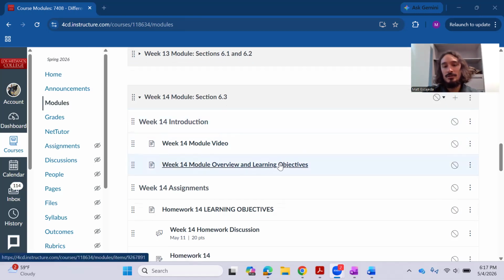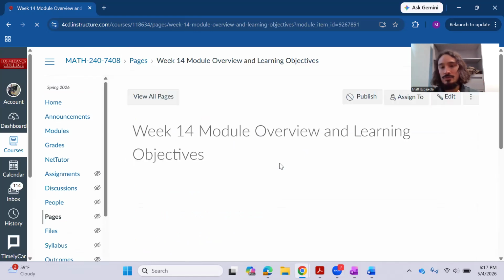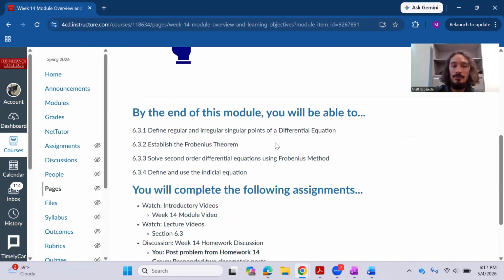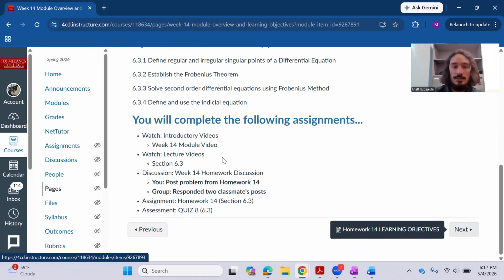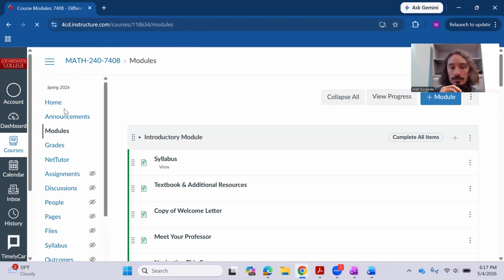So, the learning objectives and the overview. It's a regular last week for this semester. We only have a couple weeks left. Here are our learning objectives: we're going to be learning the Frobenius method. And then there's the homework discussion, the homework assignment, and then the last quiz. So that's the idea, and let's take a run through this last material module.